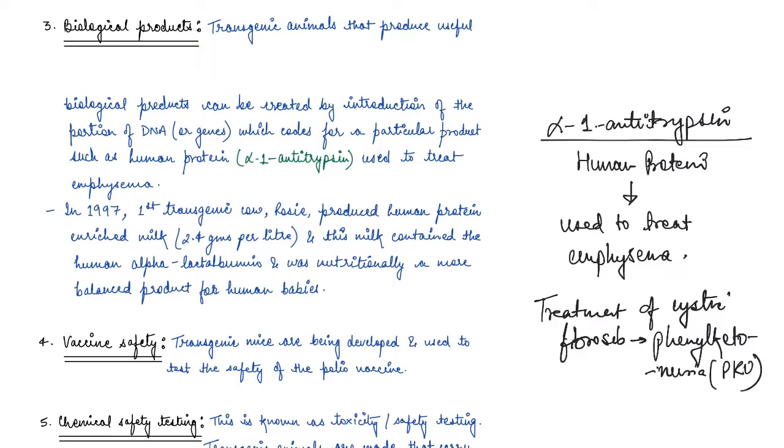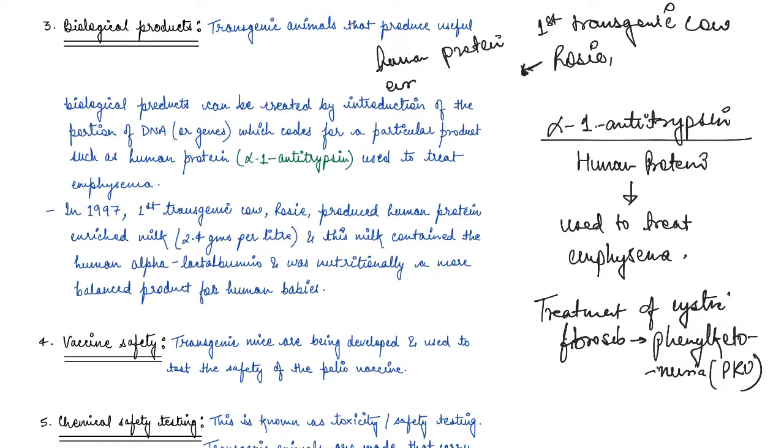PKU, right? Then again in 1997, the first transgenic cow, which was named Rosie, produced human protein enriched milk. What does Rosie produce? Human protein enriched milk, right? Now, this was basically 2.4 grams per liter, right?